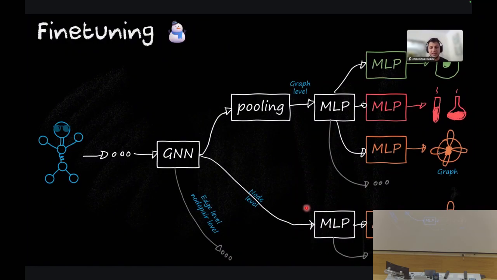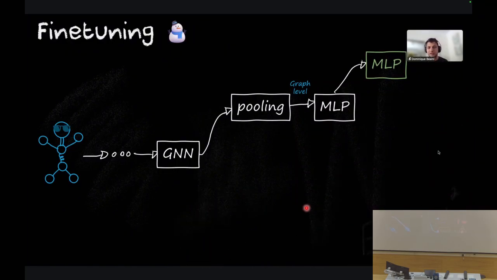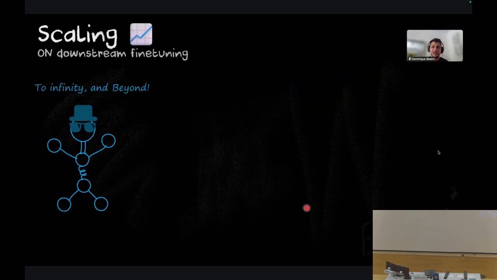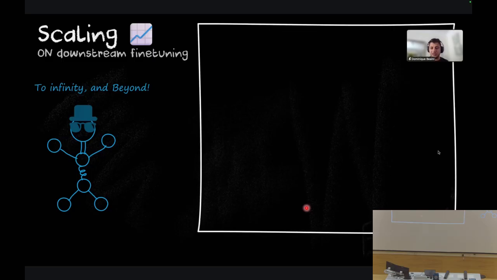So this is what happened. Then at fine-tuning time, we just dropped all the layers that we didn't need, and we did fine-tuning on a new task while freezing the rest of the network. We showed that this was very efficient and could be scaled quite a lot.